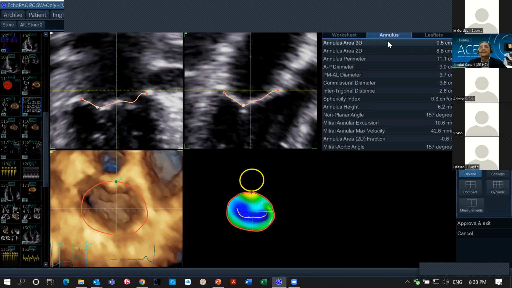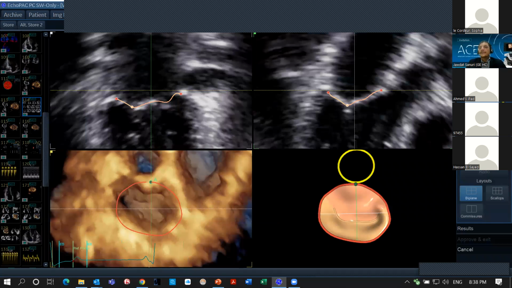This is wrong. That's my question, this is the wrong number. The annulus in this patient cannot be 9.5, too much. It should not be more than 7. And even here, if you see the model, it's outside the ring, the annulus. So yes, I don't know, there is a problem with this technique.